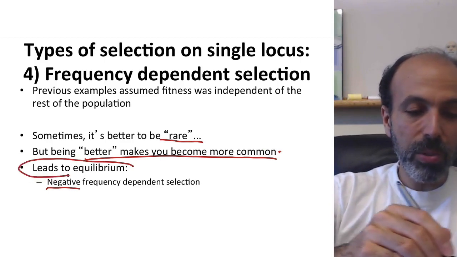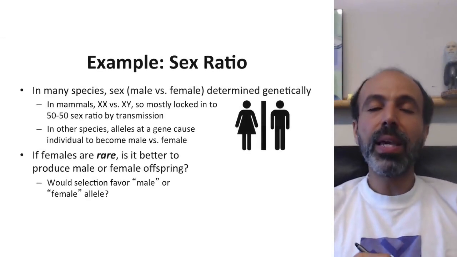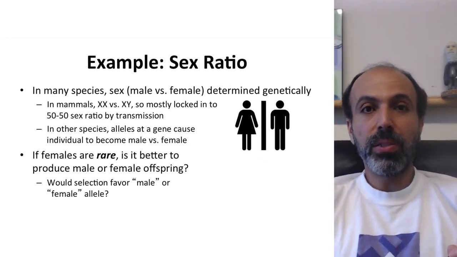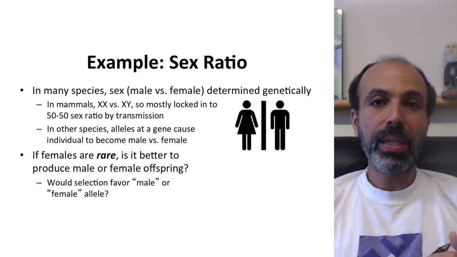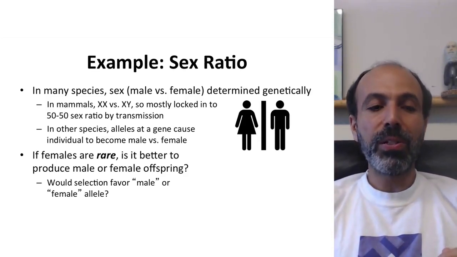This eventually leads to an equilibrium. Let me give you an example. Let's use the case of sex ratio. In many species, sex is determined genetically, as you know. In mammals, we talked about the sex chromosomes, that XY is what causes maleness. And you're kind of locked into this by transmission.